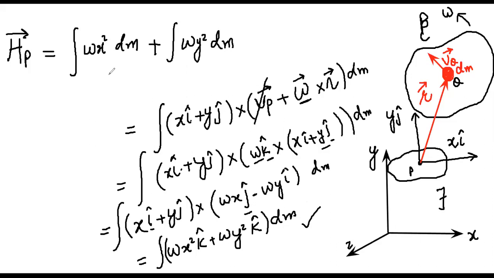As we go ahead, I need to define this x square dm. Since omega is the angular velocity and I assume the angular velocity to be constant, it will come out of the integration. I will have omega times the integral of x square dm plus omega times the integral of y square dm.